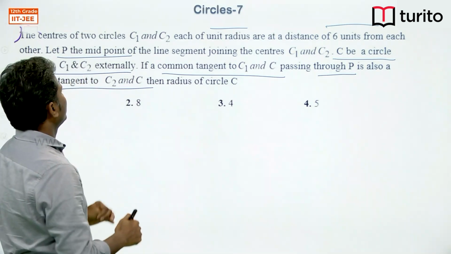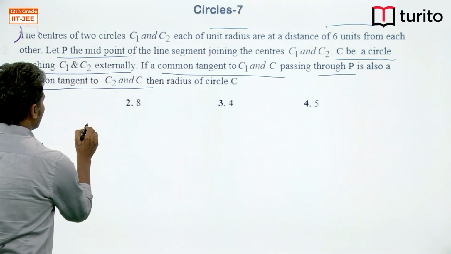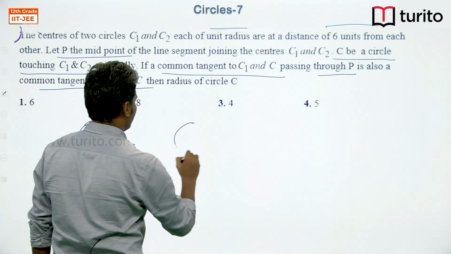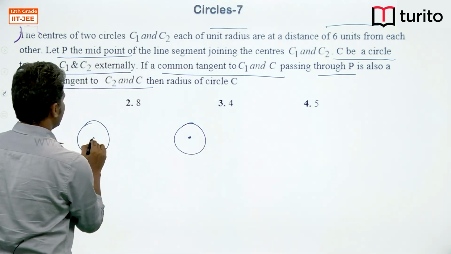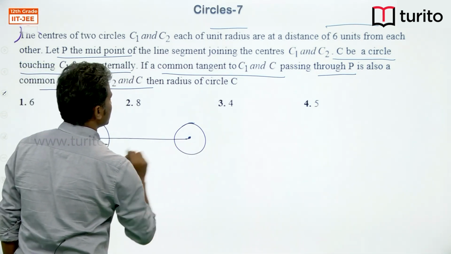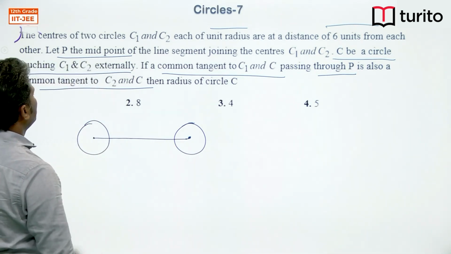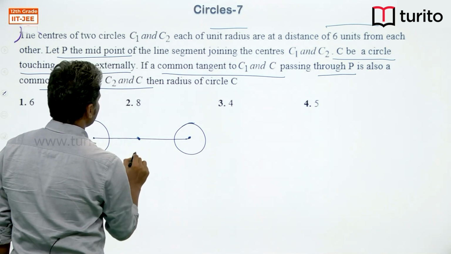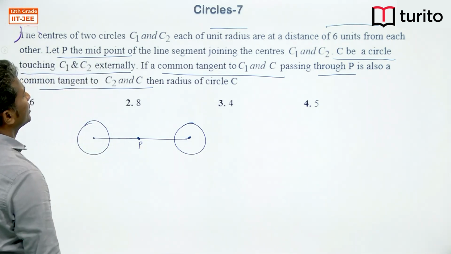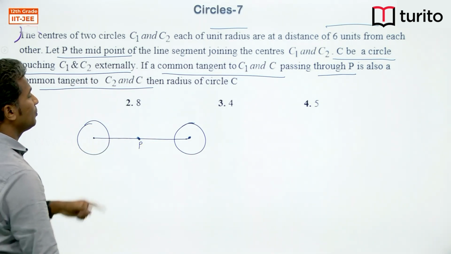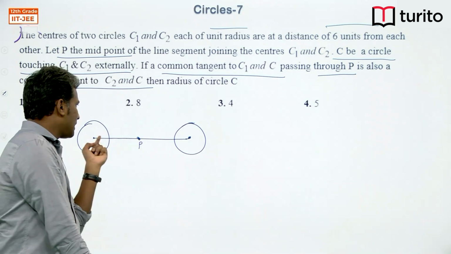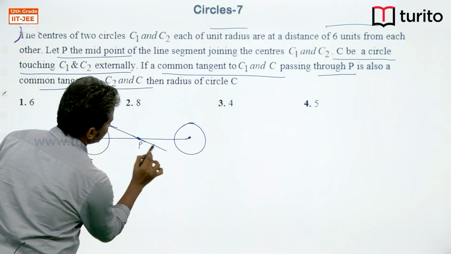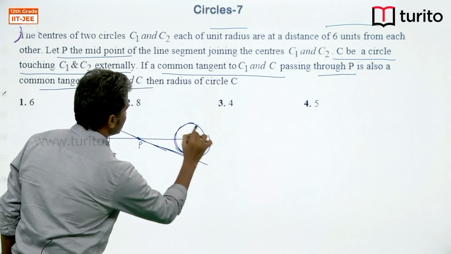First, there are 2 circles C1 and C2. Let me take one circle here. There is another circle, having radius 1 unit each. Distance between these two is 6 units. Midpoint of the centers is P, and there is a common tangent of these 2 circles which is passing through P. Now, if it is cutting the line joining centers in the middle, it must be the transverse common tangent. So we have one common tangent here. Imagine that it is touching here.